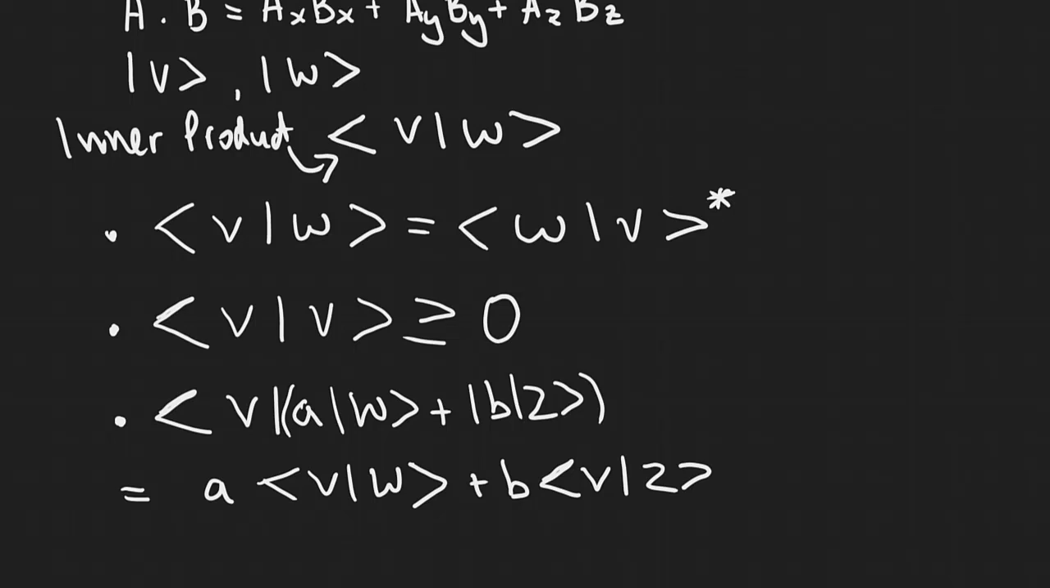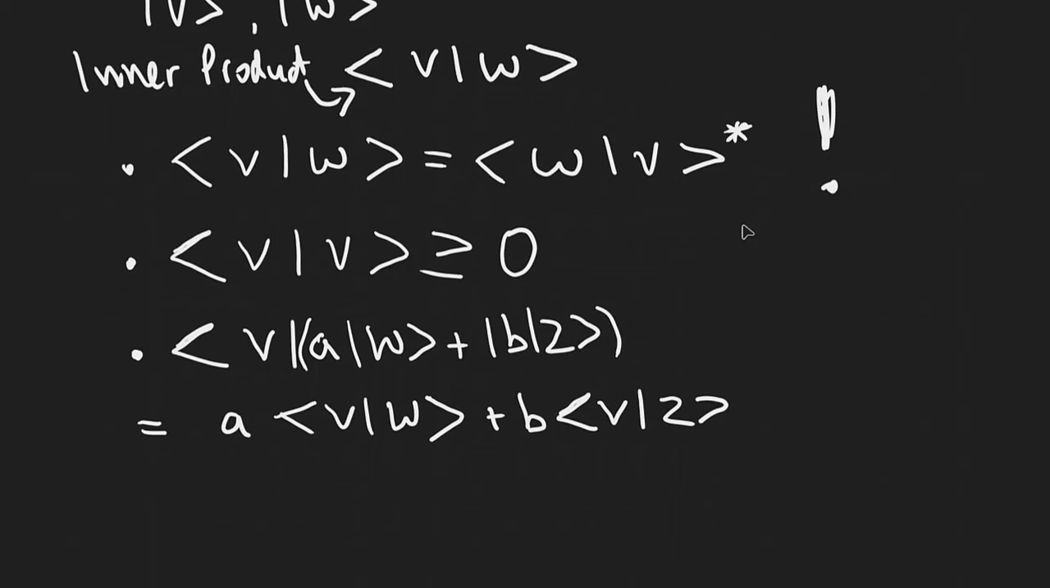There are three very important axioms that we're going to be using for the inner product. Now, the first one is that if we were to swap the order of the operations, what we're going to get is the complex conjugate of the original operation. And this is super important because the inner product is sensitive to order, unlike the standard dot product when we're dealing with arrows.